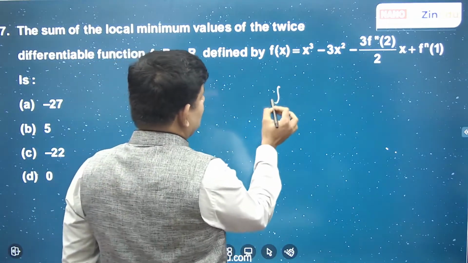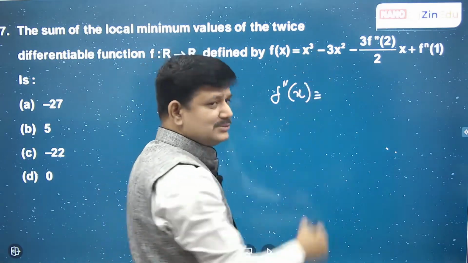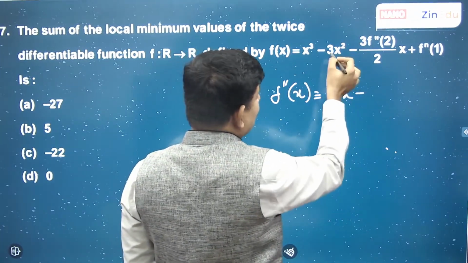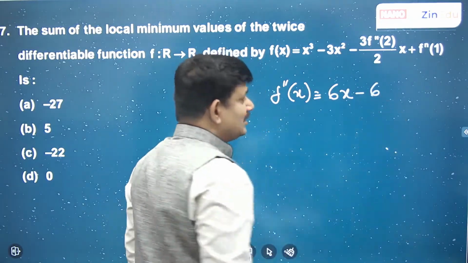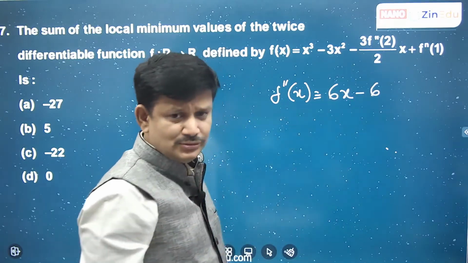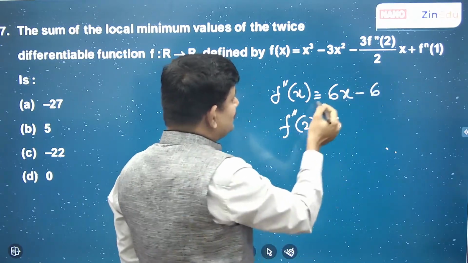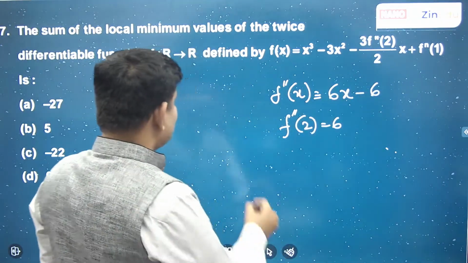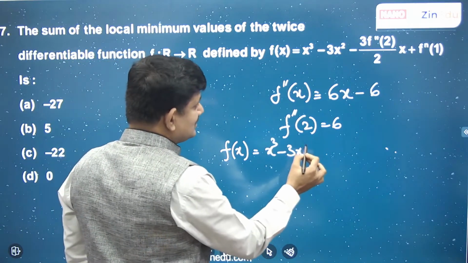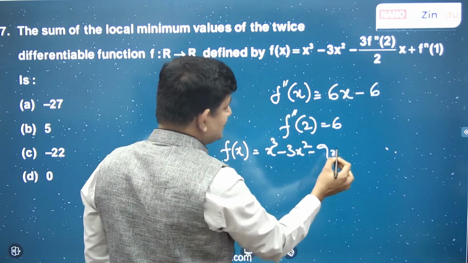Let us do that. So f double dash x, what is it? Directly you can differentiate two times: 3x square, 6x. Differentiate once, 6x; second time, 6. So f double dash 2, what will it be? Substitute, 6. F double dash 1, what is it? 0. So what is the function which we are talking about? F of x is x cube minus 3x square. This is 6 here, 18 by 2, 9, minus 9x.